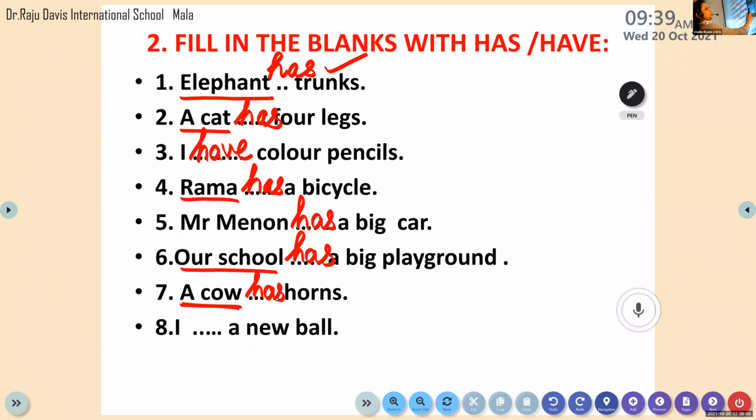Now let's move on to the next person. Aradhya, come on. Do the last question. I dash a new ball. So, what did you write there? I has a new ball. No, with I, which do you use, has or have there?